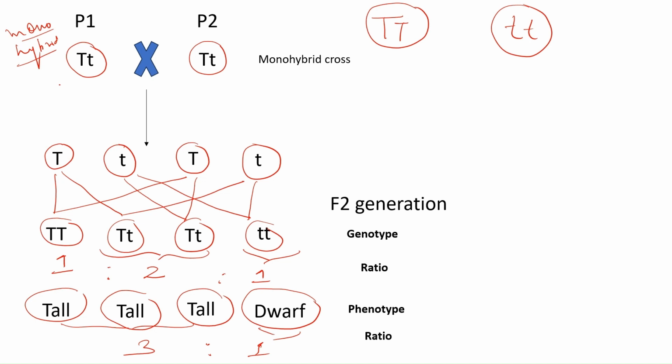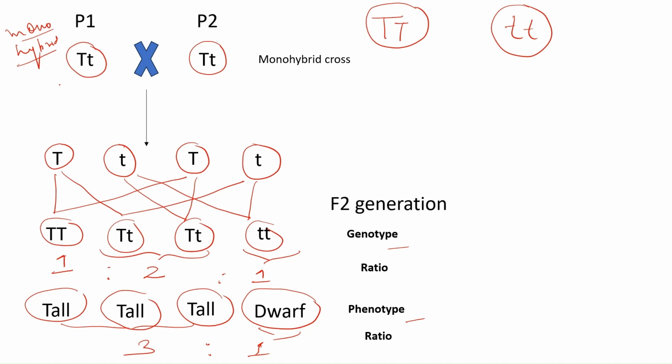3:1. So in the case of a monohybrid cross, what we learned is that in the F2 generation, the genotypic ratio is 1:2:1 and the phenotypic ratio is 3:1. This is known as the law of segregation.